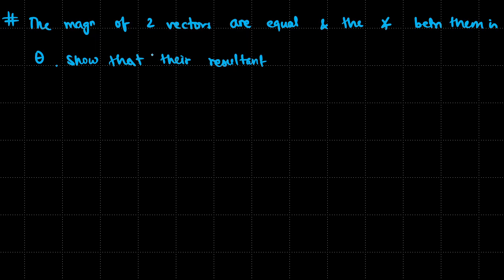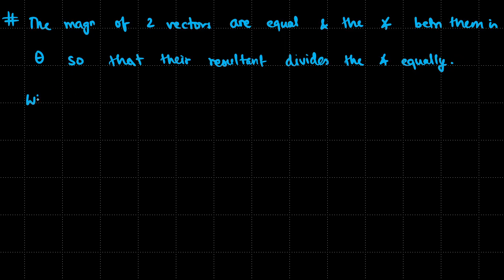Wait. The magnitude of two vectors are equal and the angle between them is theta. Show that their resultant divides the angle equally. I find this question very confusing, so let's see. The magnitude of two vectors are equal and the angle between them is theta, so that the resultant divides the angle equally.